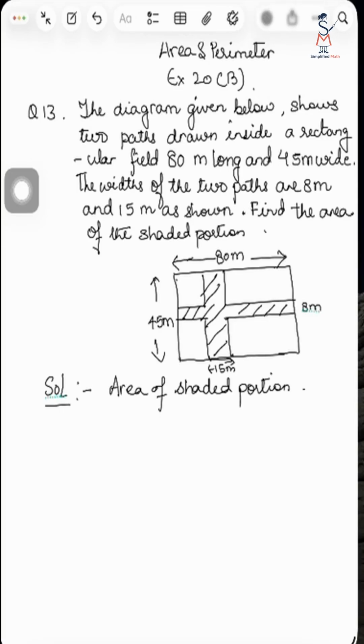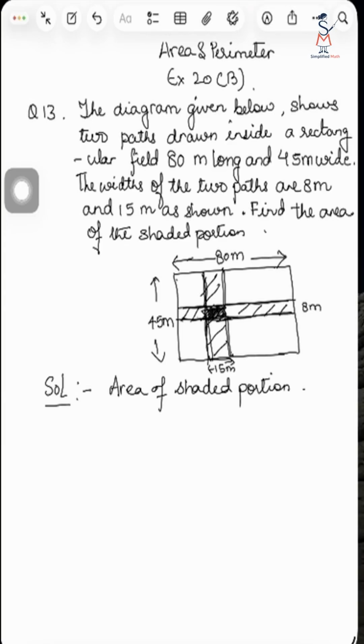There are two paths. One is a vertical path and one is a horizontal path, right? This is your horizontal path and this is your vertical path. Now if we find the area of the vertical path and the horizontal path and add them up, what we see here is that when we add the horizontal path, this whole path and this vertical path, this area, which is this common one, is coming twice.